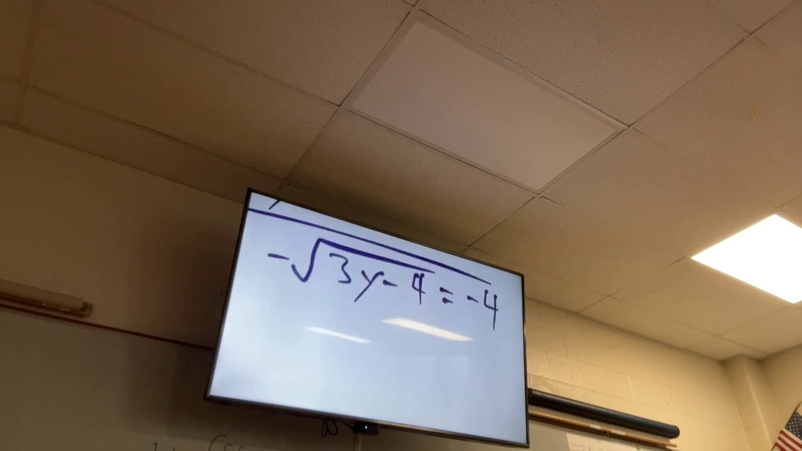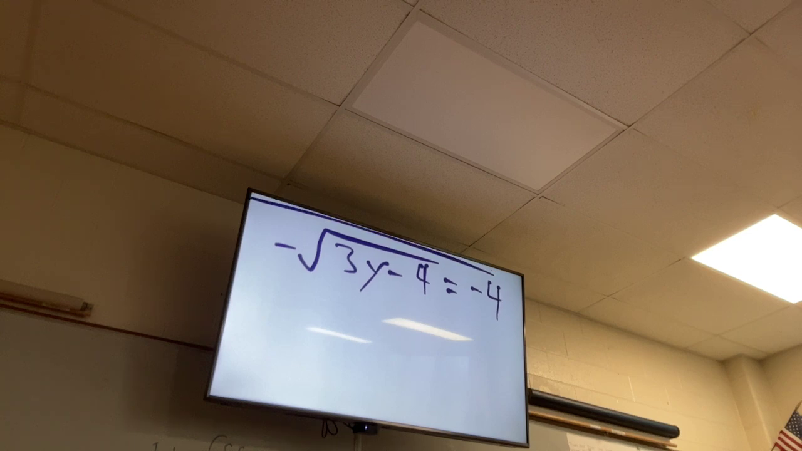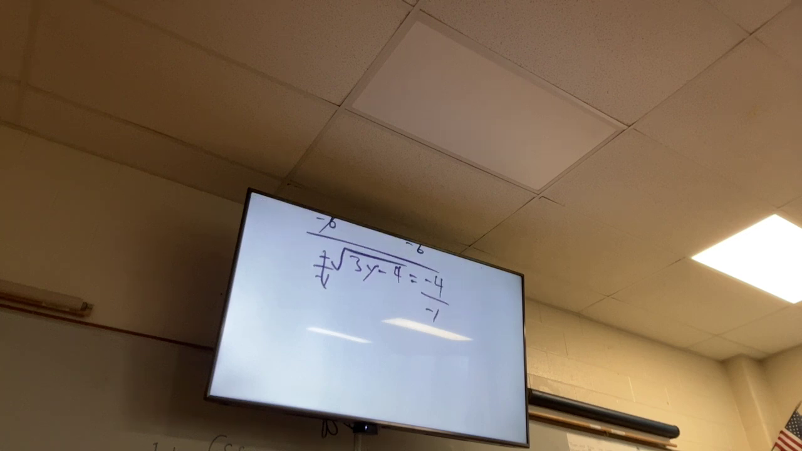Okay, is the radical by itself? I've got to divide, so I've got to get rid of that minus, right? So I have to divide by -1 on both sides. That would cross out the minus. Okay? So now I have root 3y minus 4 equals +4.